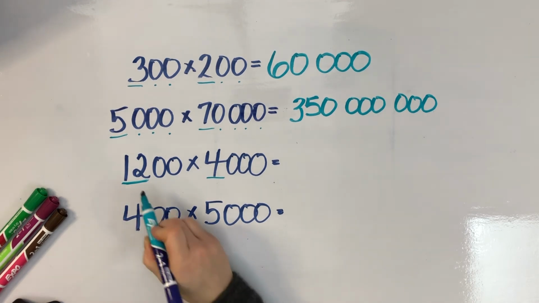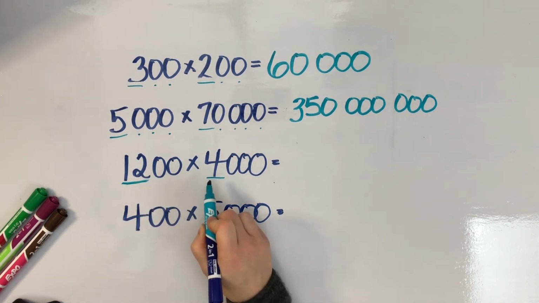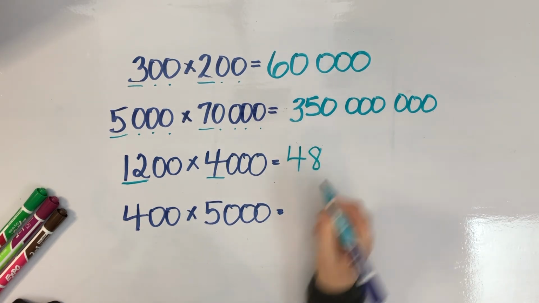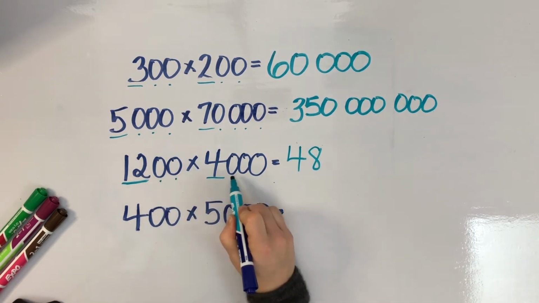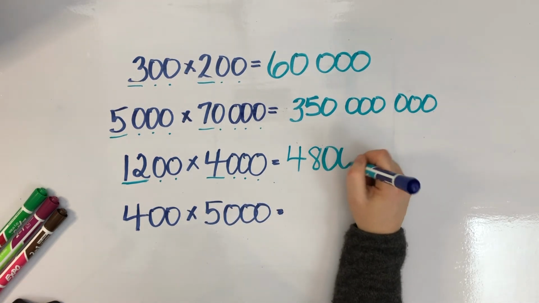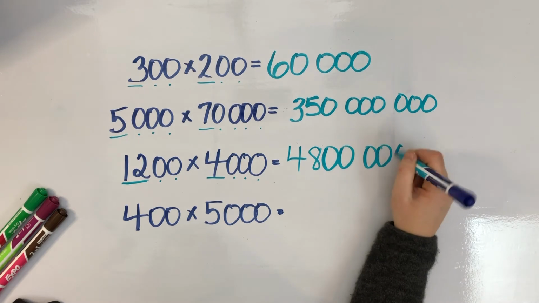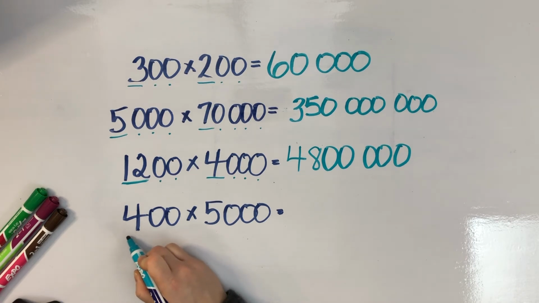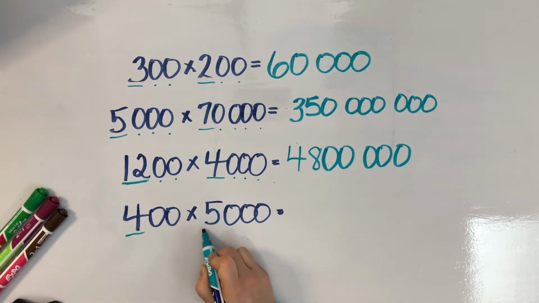We can do it when there's more than one non-zero digit in a factor. It's no problem. We just look at this as 12 times 4 to begin with, which is 48. And then I'll have to tack on 1, 2, 3, 4, 5 zeros. 4,800,000.